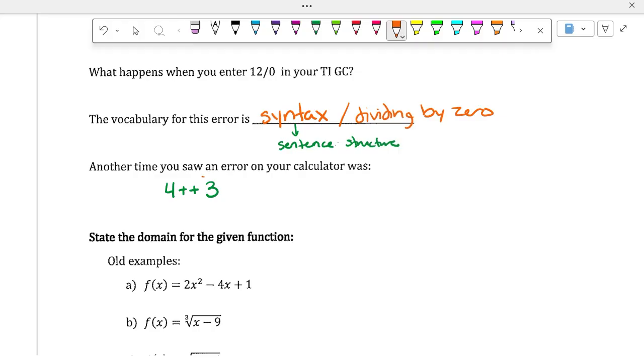It'll give you a syntax error because can we have two pluses directly next to each other? No. We know that that's not the proper way to write a sentence. Okay? So that's typically what the error will give you. It just means that you just can't do it in math.